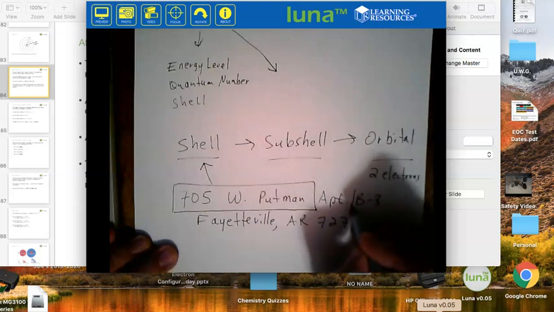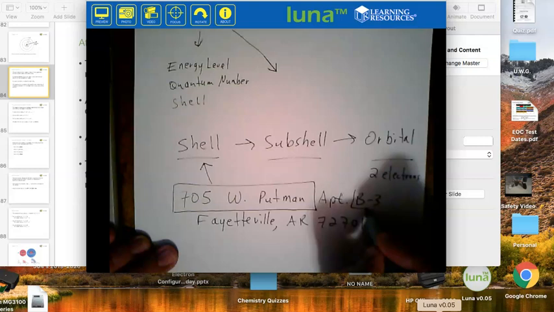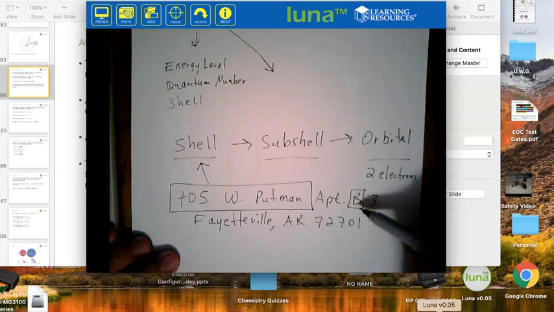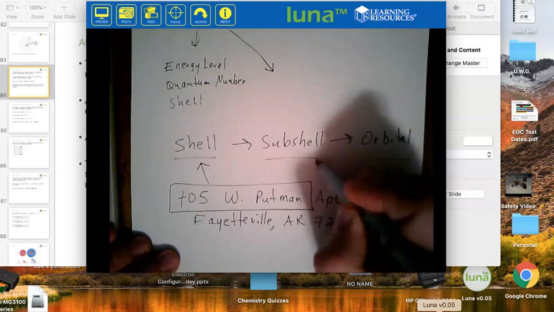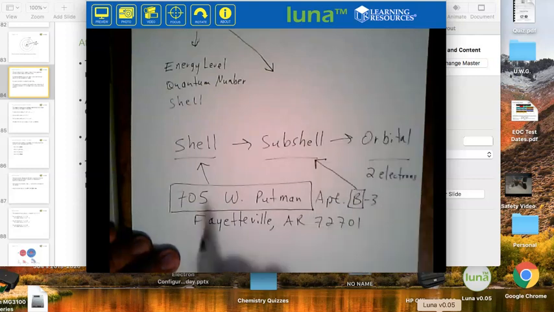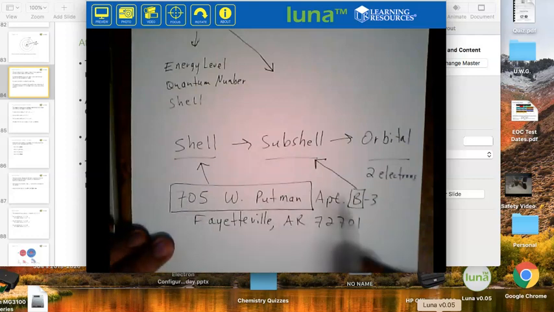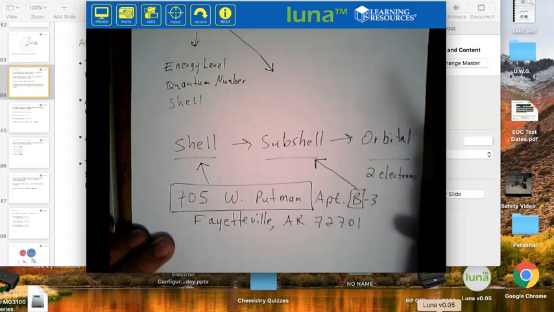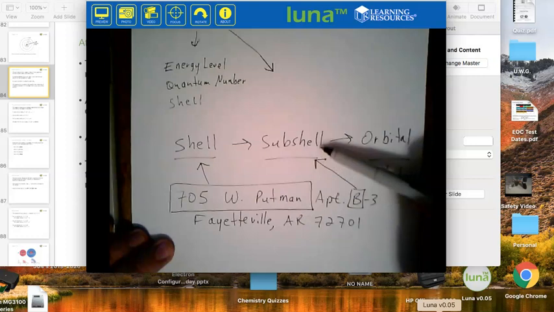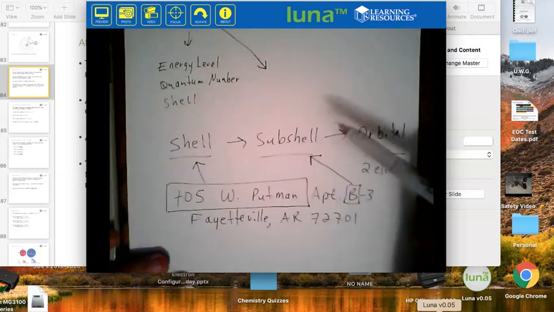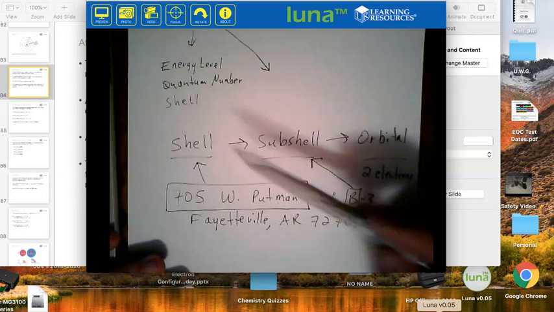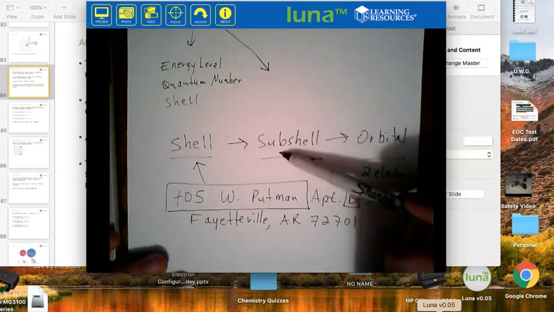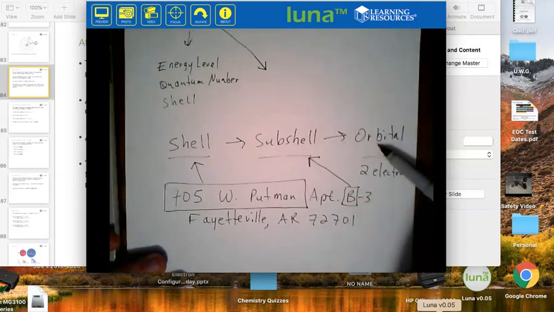And then the B, apartment B, that was the building number B. That's sort of like the subshell. So some people even had an address of 705 West Putman, apartment B. Okay, so a certain number of people had that. So there's some similarities there. So in subshells, you have fewer electrons than in a shell, but more than that of an orbital.